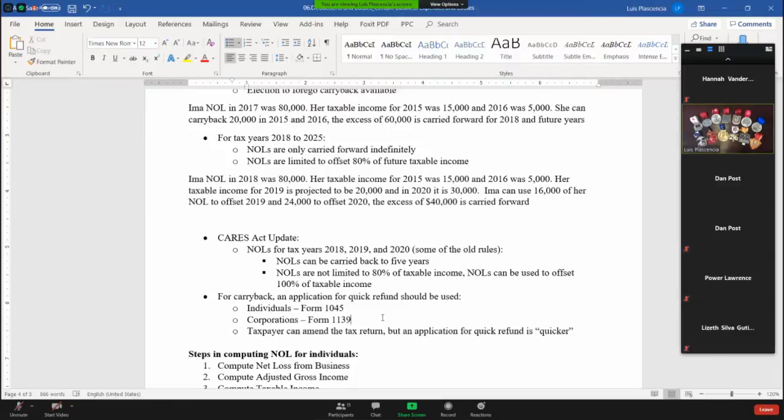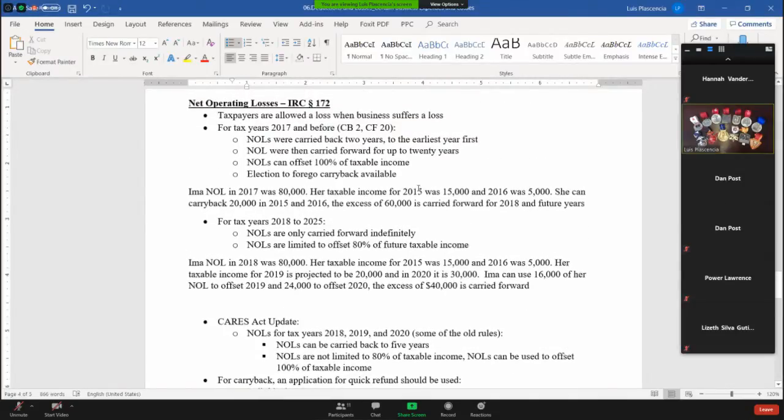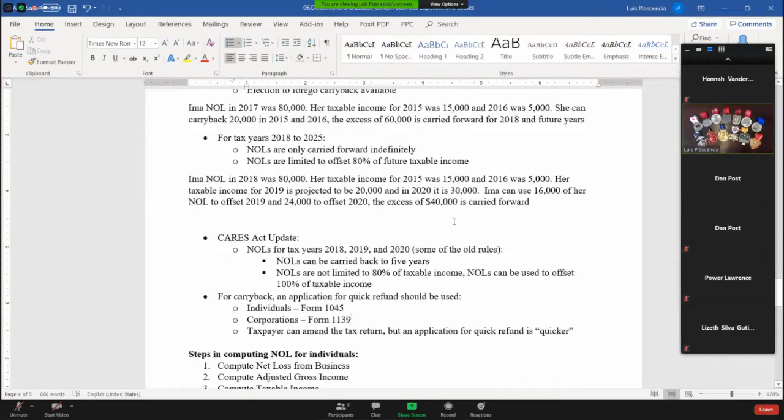Again, the 1045 is a lot better than doing the amended return. Because think of it this way. If you were amending the return for this taxpayer in the beginning set of facts, you would have to amend the 2015 tax return, right? And then the 2016 tax return, a separate tax return. But how about you just do Form 1045 and do them both as one? It's an application for a quick refund, and that's the name of the form.